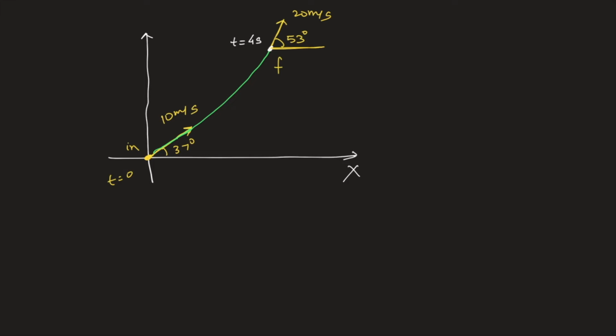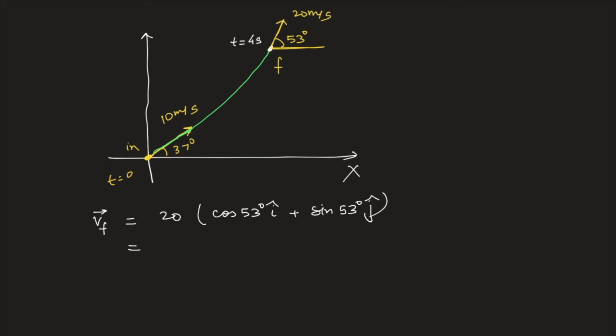So how do we find out the average acceleration? To find out the average acceleration, we need to specify what is v final and what is v initial. So v final is 20 cos 53. The way to resolve it is 20 cos 53 i cap plus 20 sin 53 j cap.